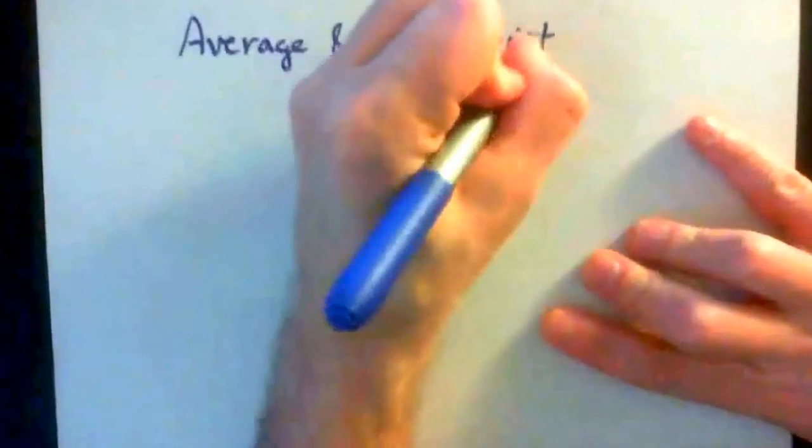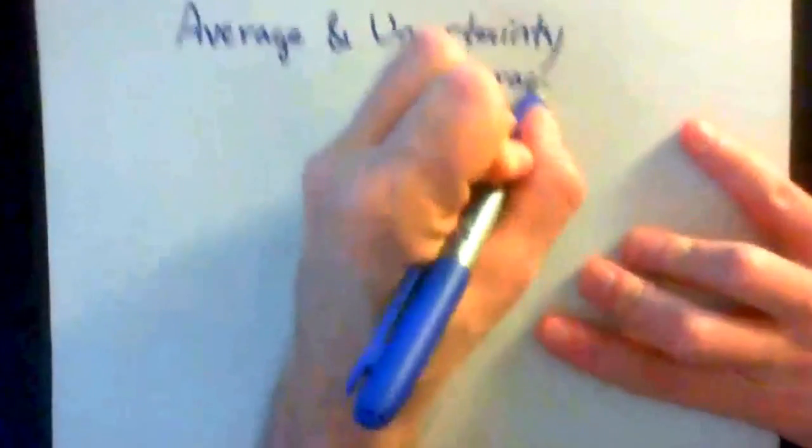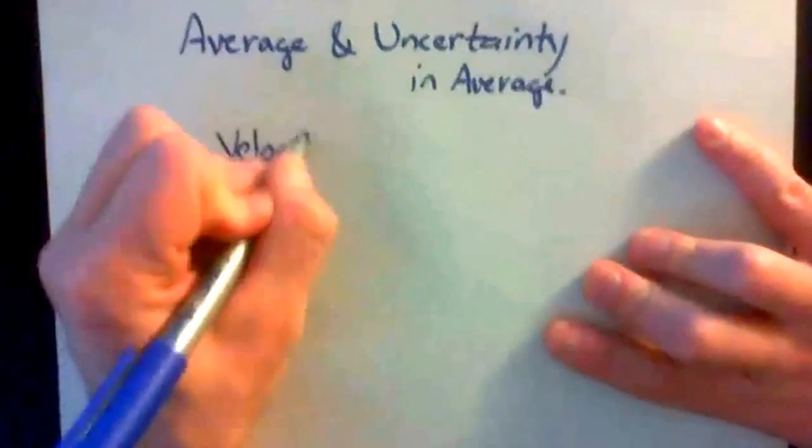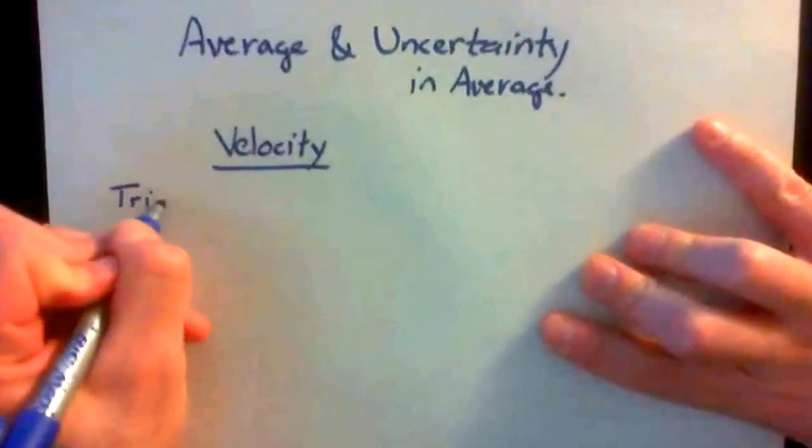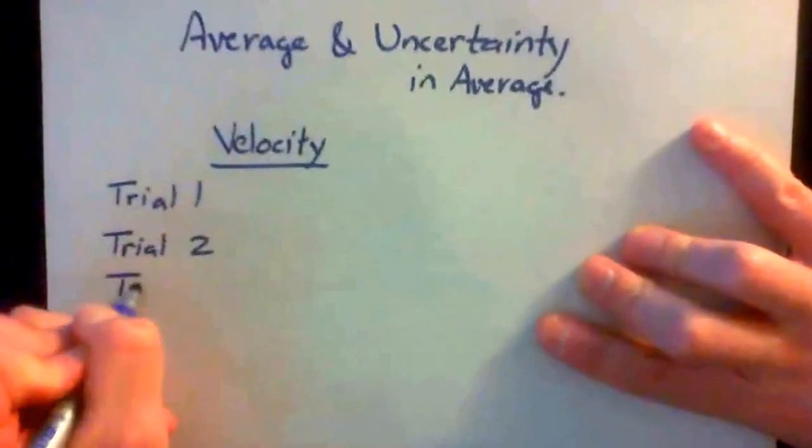Okay, let's talk about how you can find the average and the uncertainty in the average for a number of measurements. So for instance, let's start out with an example. Let's say that you measure the velocity of an object and you do your experiment 6 times. You have 6 trials where you measure the velocity.